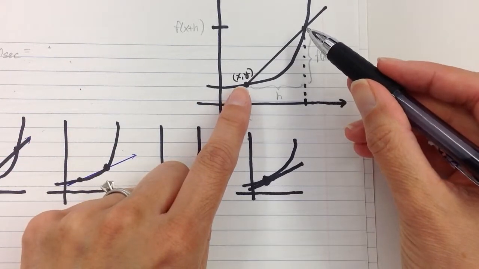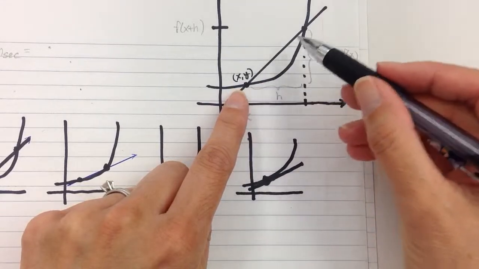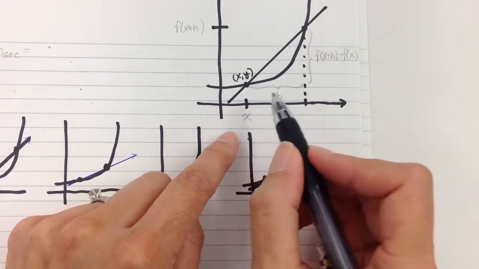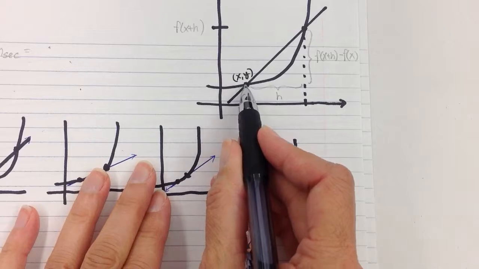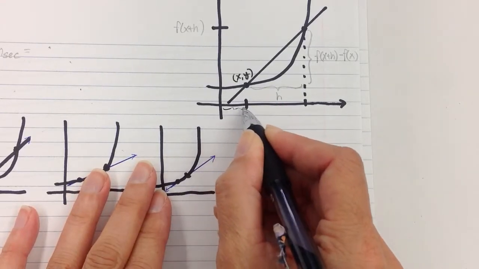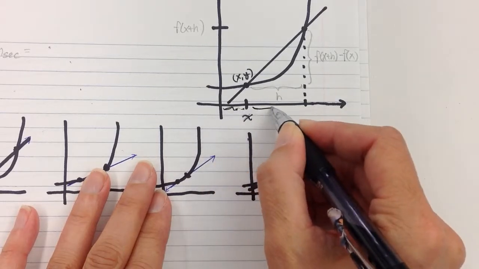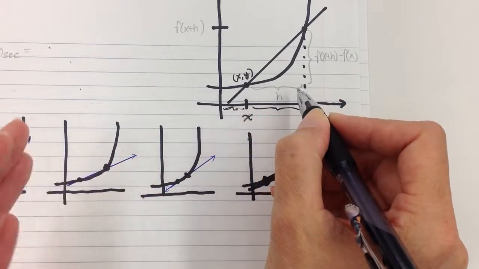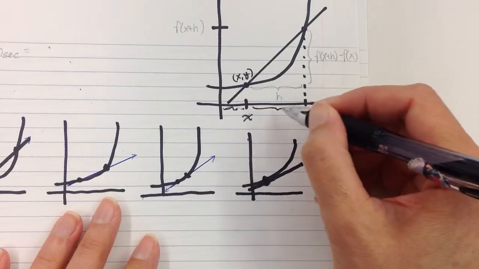So let me find the slope of this line by doing the rise over the run. Okay, so first of all, since this coordinate is xy, this distance from here to here is x, right? Now let's say we pick a distance far away from x, another point away. We're going to call that distance h.